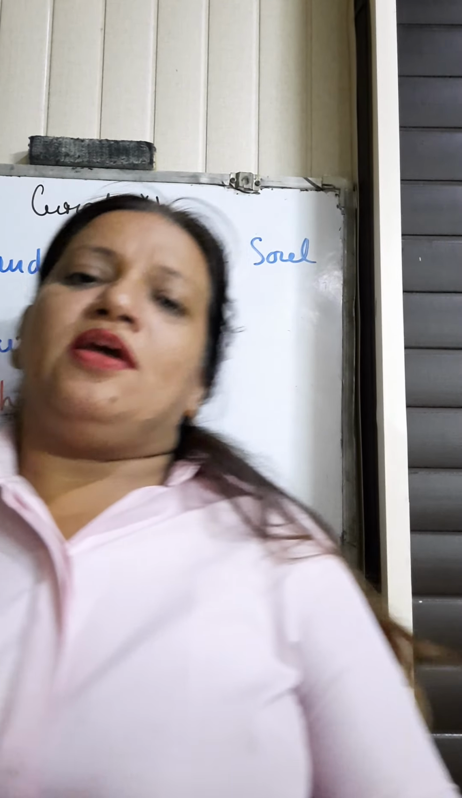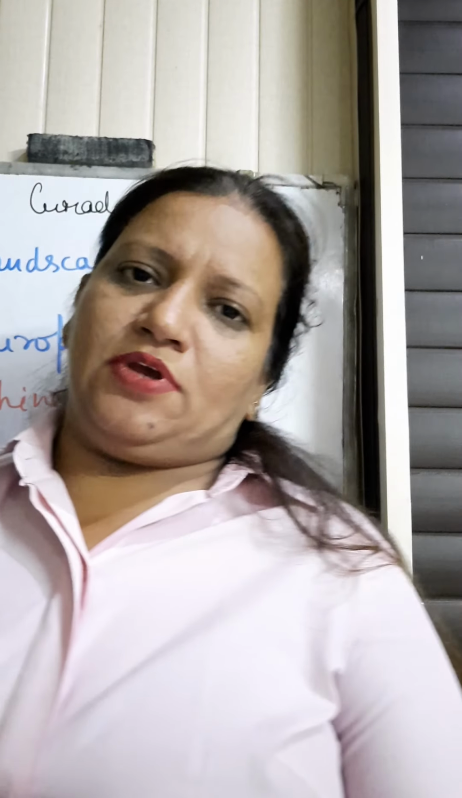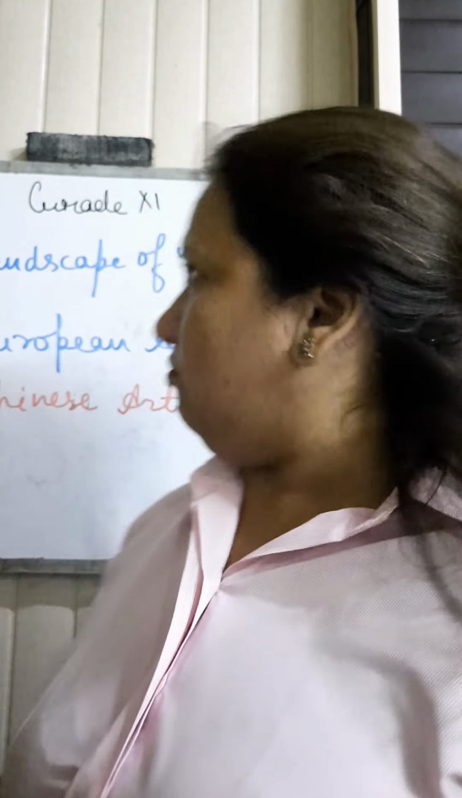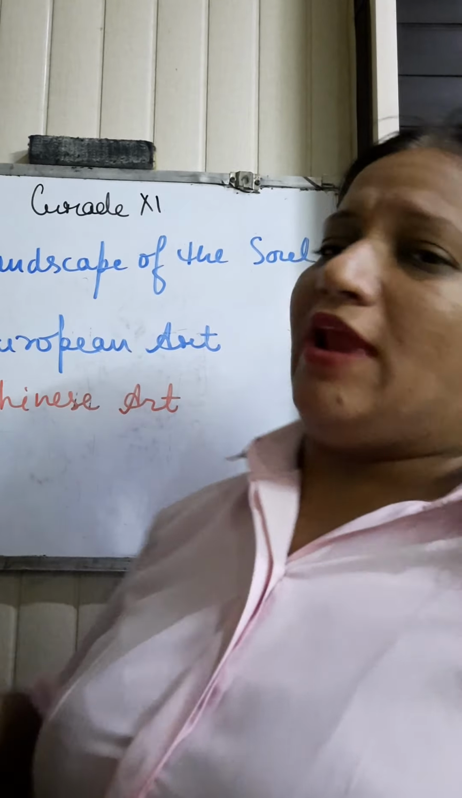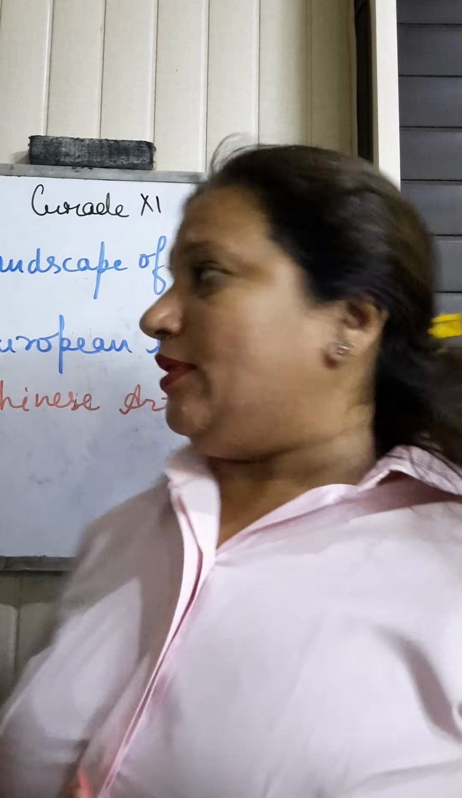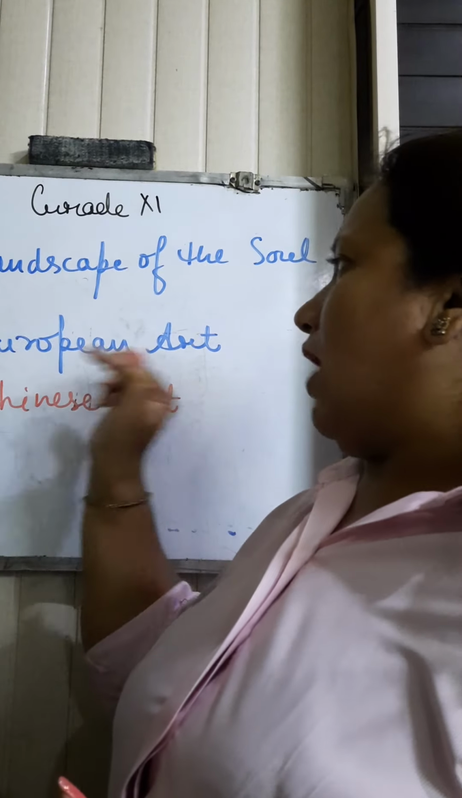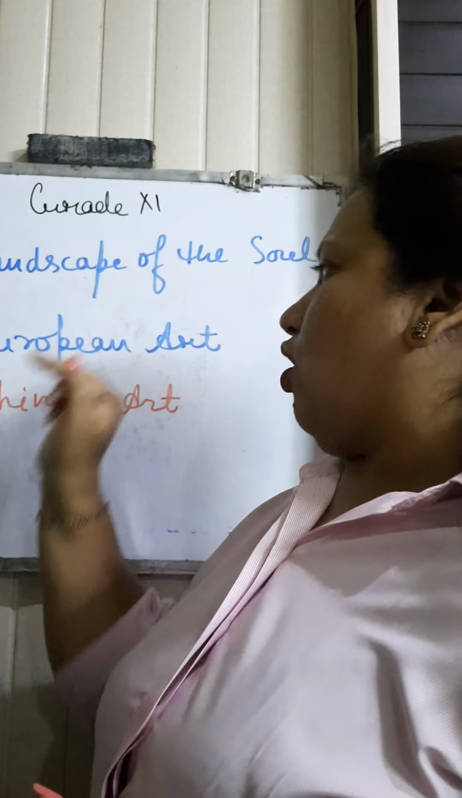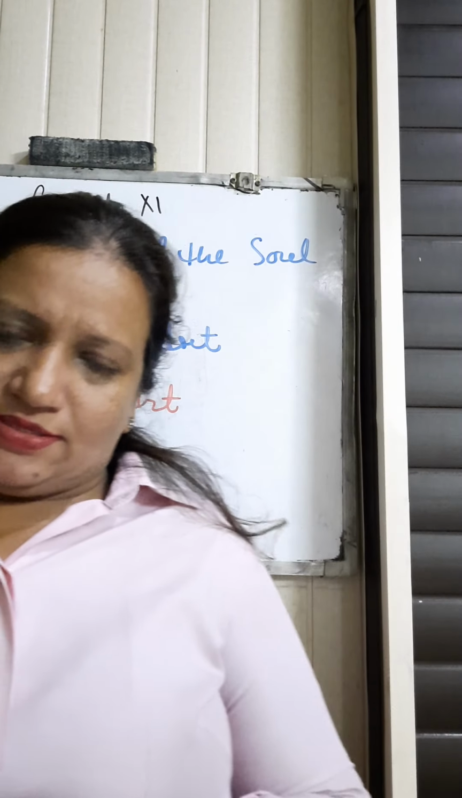Today I am here for the second part of Landscape along with the question answers of the same. So, Landscape of the Soul, I have already told you for grade 11. It is the story of two types of arts. One is European and the second is Chinese.